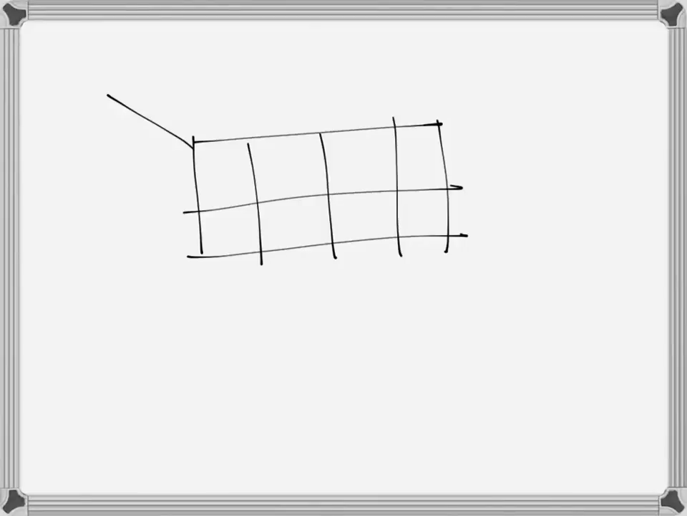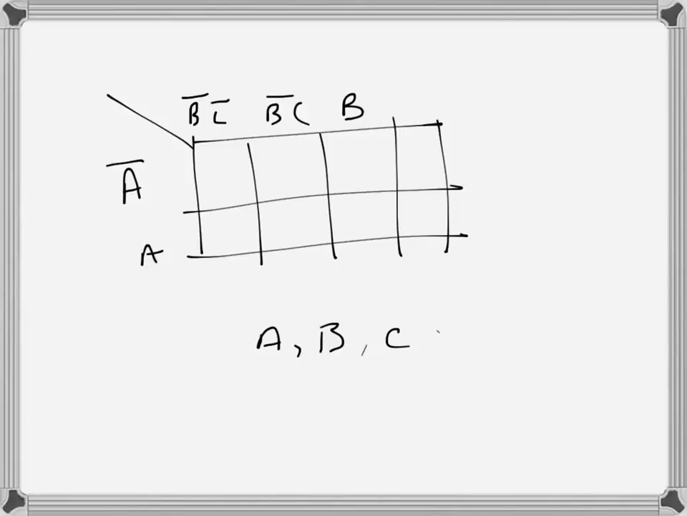So this is a 3-variable K-map. Let's say the variables are A, B and C. So this is A bar, this is A; B bar C bar, B bar C, B C and B C bar, like that. So K-maps are used to minimize from the truth table.